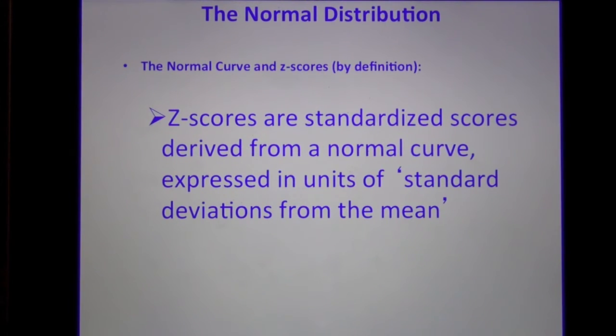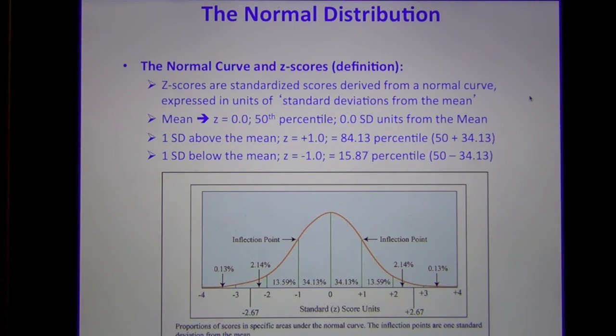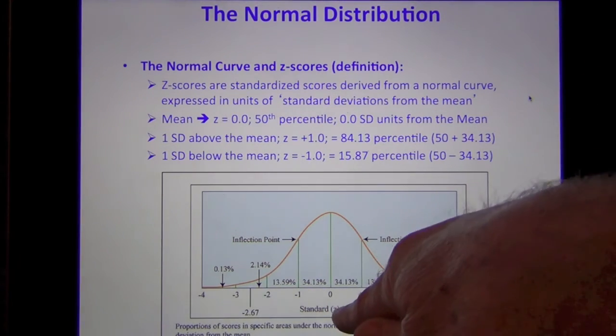So what are z-scores? Z-scores are standardized scores that are derived from a normal curve, and they're measured in units of standard deviations from the mean. In a classic z-scale, the mean is given a value of 0. If a score is 1 standard deviation above the mean, it's given a value of plus 1. If it's 1 standard deviation below, it's given a value of minus 1. If it's 2 standard deviations below, it's given a score of minus 2. So you can essentially normalize scores using a z-scale. So these are standardized z units.